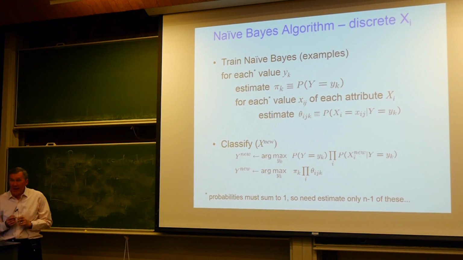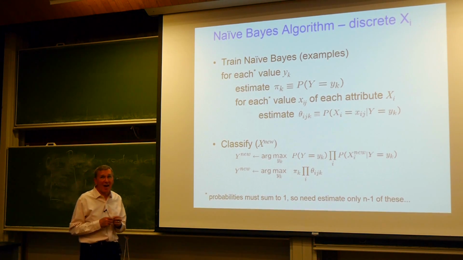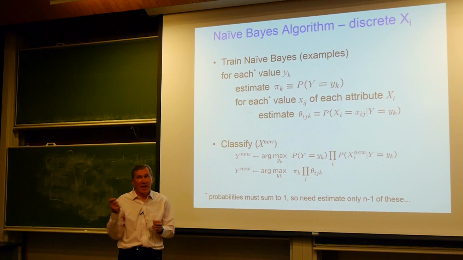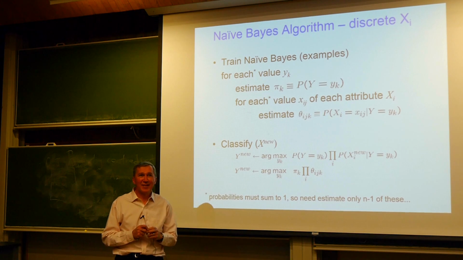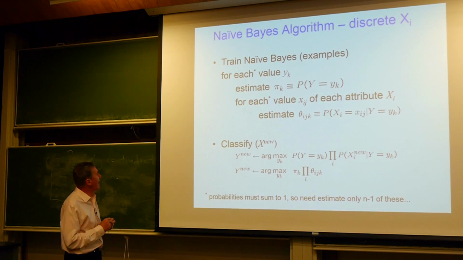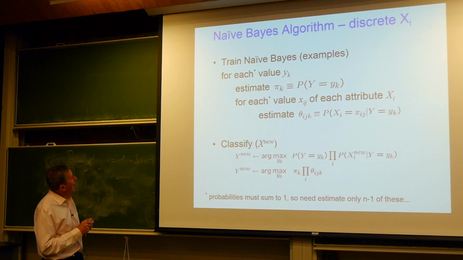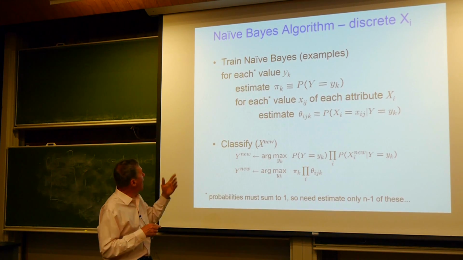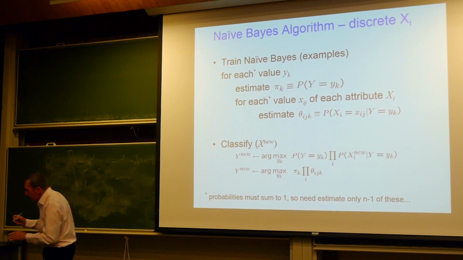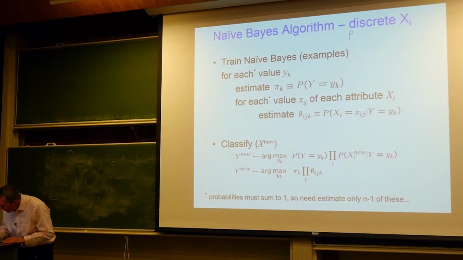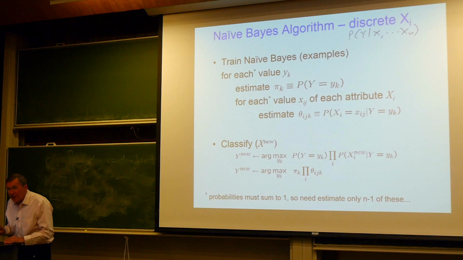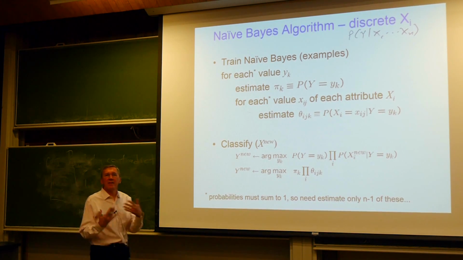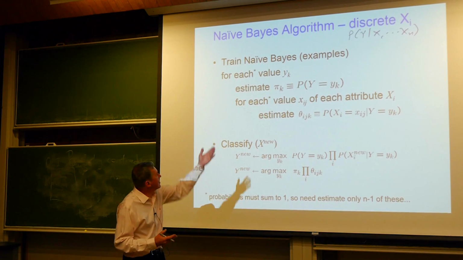So that leads to the following very simple algorithm, which you will get a chance to implement soon in the next homework assignment. To train a naive Bayes classifier, suppose we're trying to learn p of y given x1 through xn. In our old days, we would have said we're trying to learn the function from x to y. It's the same thing.